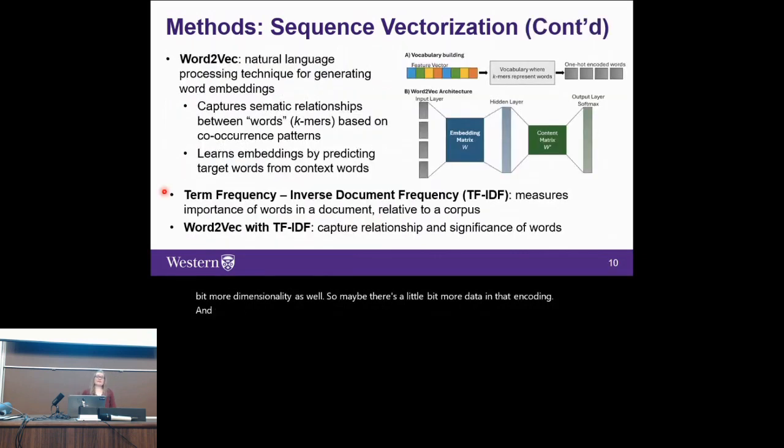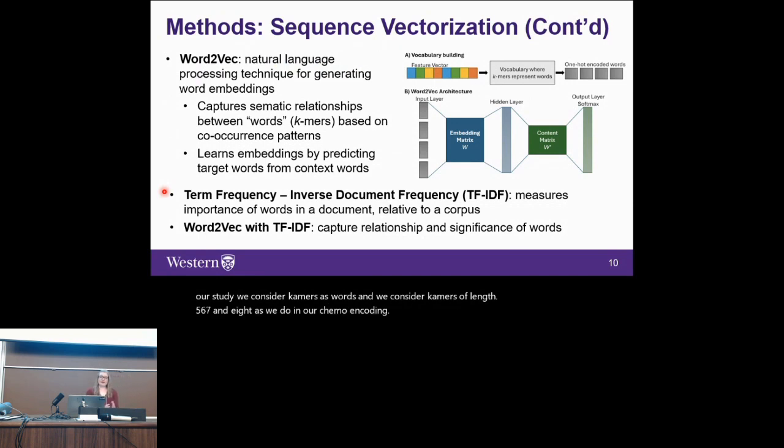And then in terms of our natural language processing encodings, we look at word2vec, which is an NLP technique used for generating word embeddings. Word2vec basically works by capturing semantic relationships between words based on their co-occurrence patterns. But since we're working with sequences, we don't really have established words. So for our study, we consider k-mers as words, and we consider k-mers of length 5, 6, 7, and 8, as we do in our k-mer encoding.